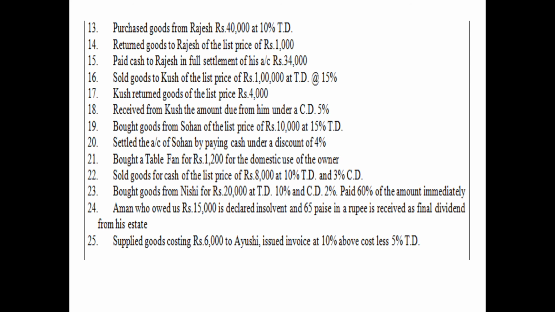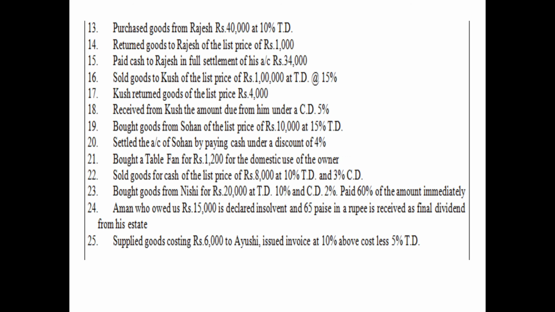Then the last transaction, children: supplied goods costing rupees 6,000 to Ayushi, issued invoice at 10% above cost less 5% trade discount. That means the bill which was made for supplying goods to Ayushi, that means for selling goods to Ayushi, at an invoice 10% above cost, that means at 10% profit less 5% trade discount.